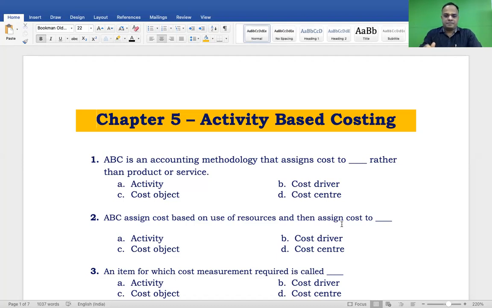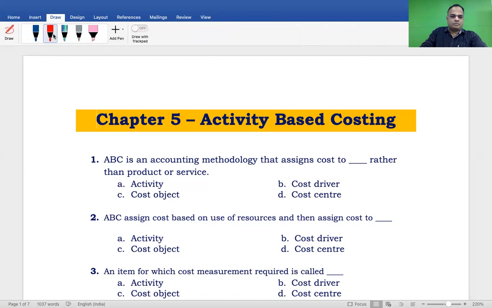ABC is an accounting methodology that assigns cost to dash rather than product or service. Assign cost to activity rather than product or service. Option A is the correct option.